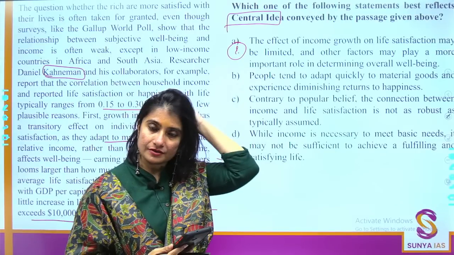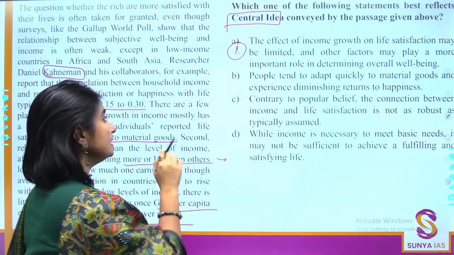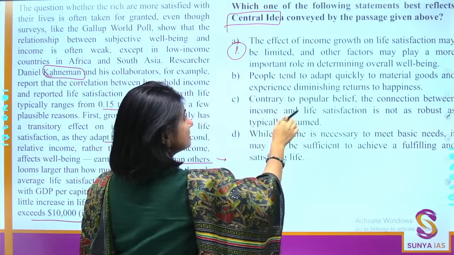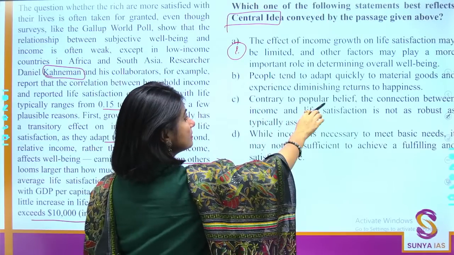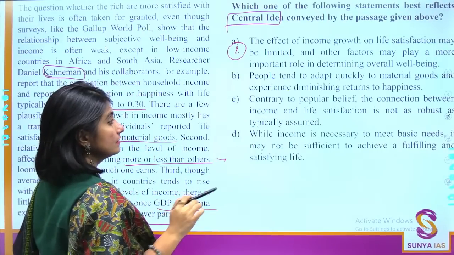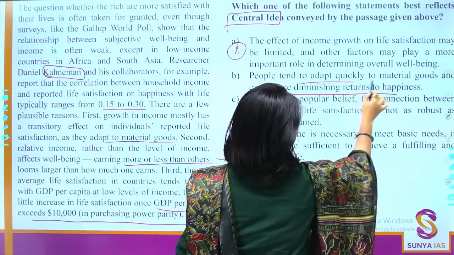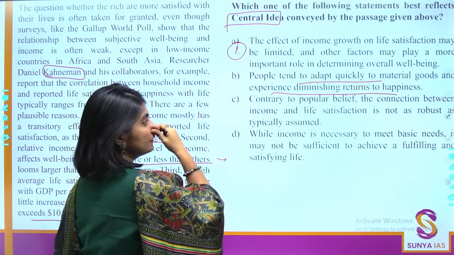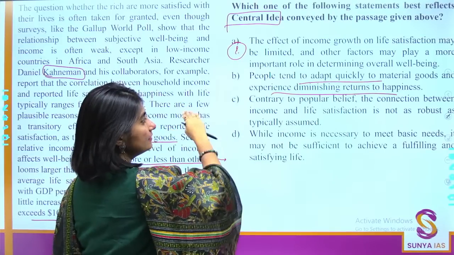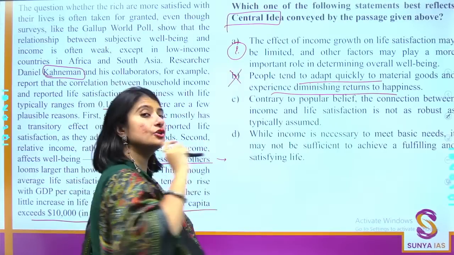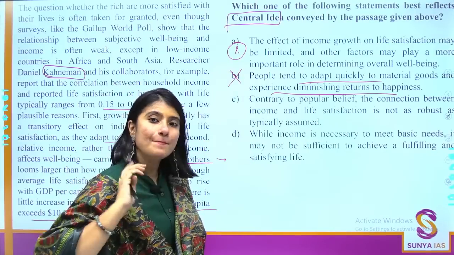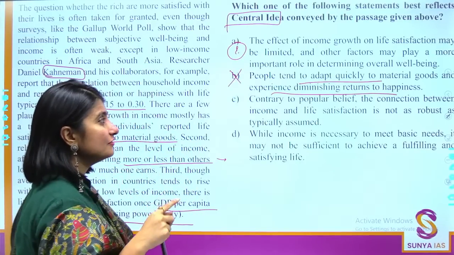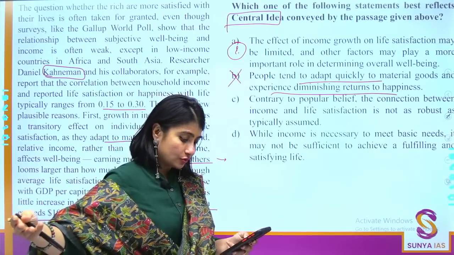Let's go ahead. People tend to adapt quickly to material goods and experience diminishing returns to happiness. Now, this is too extreme. It is very authoritative. Here we are talking about a survey. So I'm going to negate it because the tone of the sentence is not matching the passage. And we are not just talking about adapting to material goods.